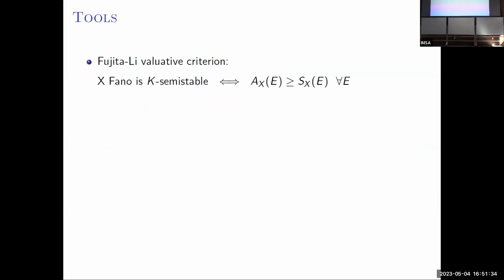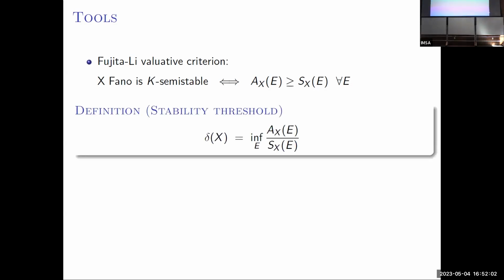Okay, so let me explain some of the tools that we applied when we ran this project. The first tool is the Fujita-Li valuative criterion. Let me remind you that a Fano variety is K-semistable if and only if we have these inequalities between the log discrepancy and the expected vanishing order. For stability, we would have to have strict inequality.